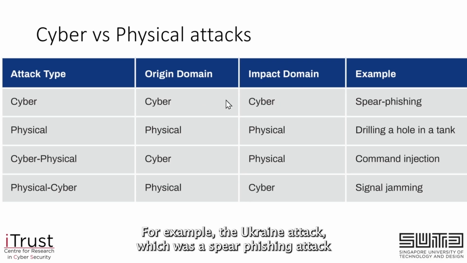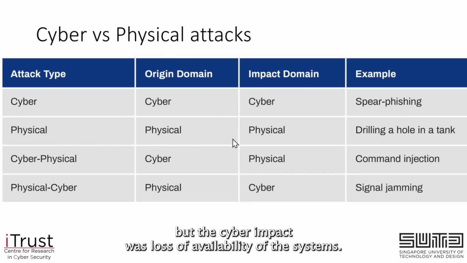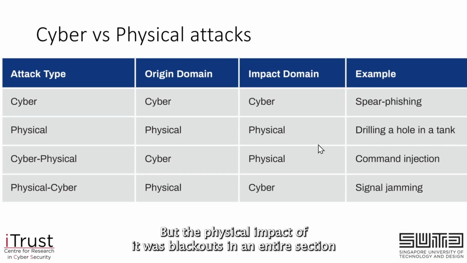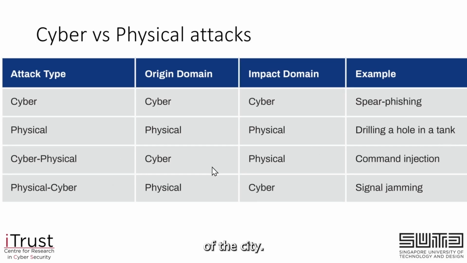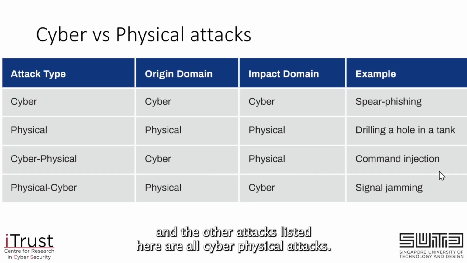Real world cyber physical attacks that have taken place on critical infrastructures all over the world are listed here. For example, the Ukraine attack, which was a spear phishing attack on a power plant, in which the origin was an HMI malware, but the cyber impact was loss of availability of the systems, but the physical impact of it was blackouts in an entire section of the city. Similarly, different attacks such as the Florida water plant attack and the other attacks listed here are all cyber physical attacks.